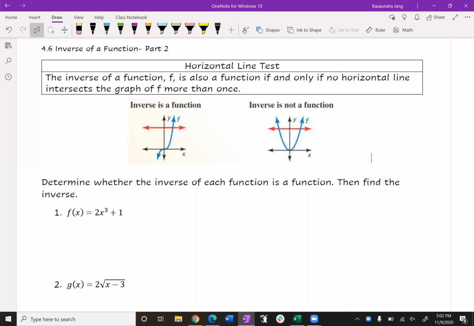Hey guys, so we're going to look at 4.6 part 2. We're starting with the horizontal line test. So it says the inverse of a function f is also a function if and only if no horizontal line intersects the graph of f more than once.